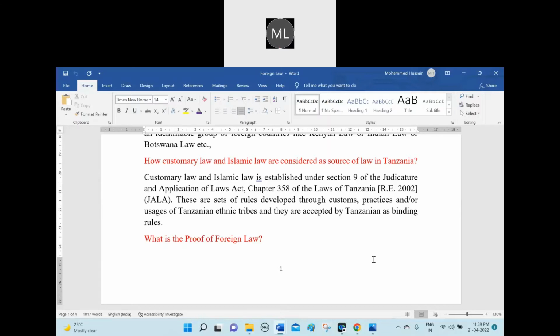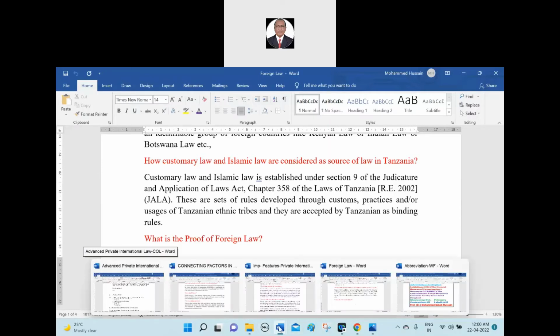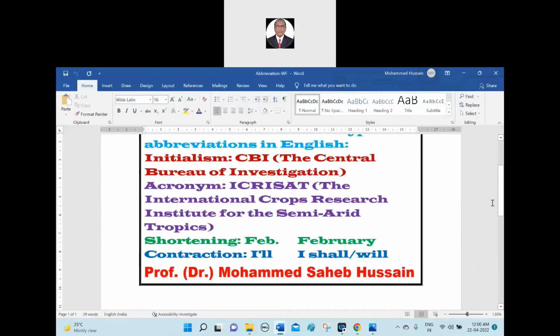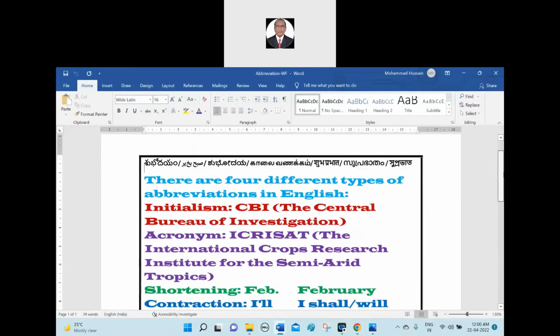Cap is written with a capital letter C, A, P, full stop, 358. And CAP is not an abbreviation in the strict sense; it is a shortening form, because it is the third type of abbreviation. I will give you an example, because the reference has come. There are 4 different types of abbreviations in English.